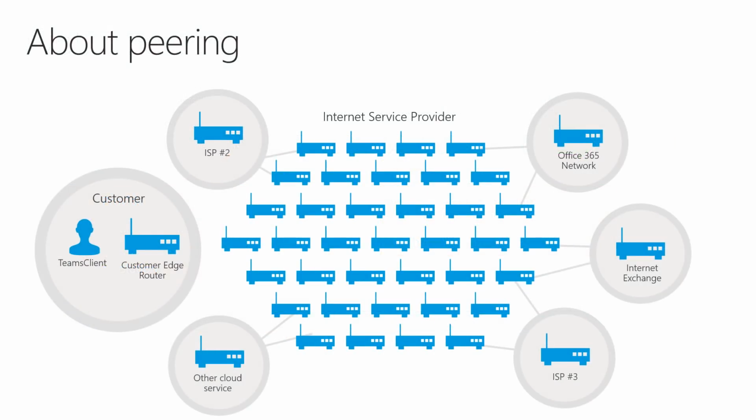So how does peering work? The internet is basically a huge collection of routers that route traffic to each other. So you can see here on the very left side, the customer who has Teams, and they have a router that sends the traffic to the internet. Then we have different ISPs around that. And here in the middle, all these routers, that's your ISP. And it's connected to other ISPs, to other cloud services. In the upper right corner, you can see it's connected to the Microsoft network.